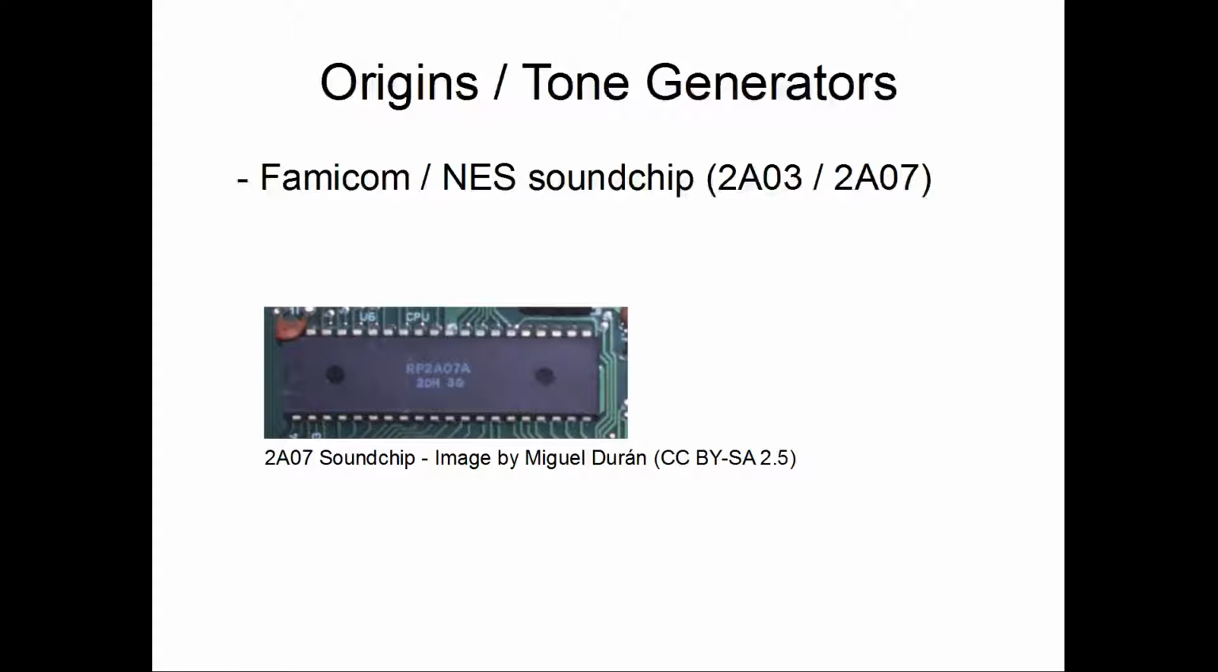What you see here is the 2A07 sound chip. It was used in the Japanese family computer console, the Famicom, as well as in the Nintendo Entertainment System, NES. In fact, there were 2 versions of this chip, based on the clock speed of countries. While most of the world used the PAL system with 50 Hz, the USA favored NTSC with 60 Hz. Apart from the clock speed, the 2A03 and the 2A07 were identical in functionality.